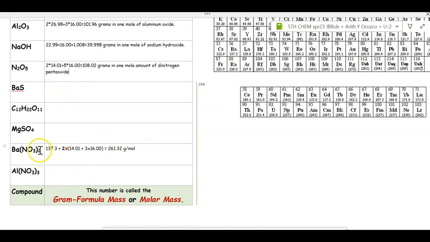All right, down here I showed you when we have an NO3, do you see how I put 1 barium, 137.3, plus this 2 here, 2 times, and then nitrogen 14.01, plus 3 times oxygen 16.00. I put this in parentheses, equals, and then put grams per mole of barium nitrate. And grams per mole, and this is an amount of barium nitrate.